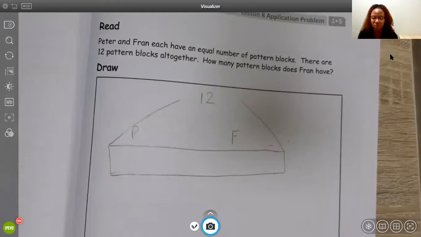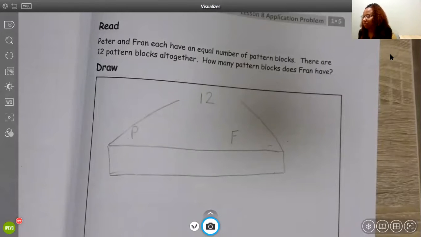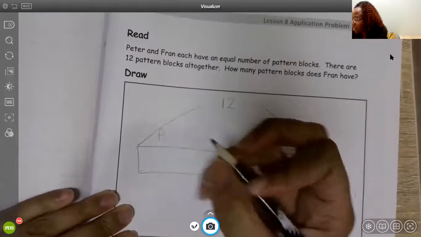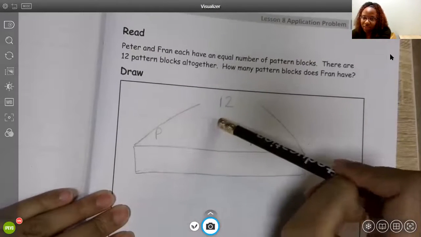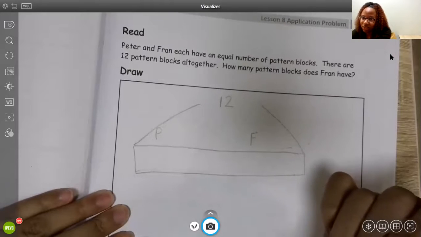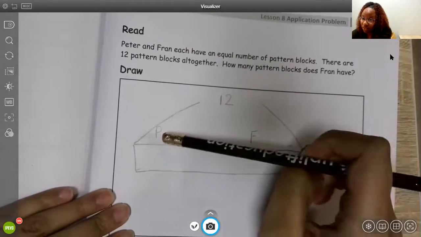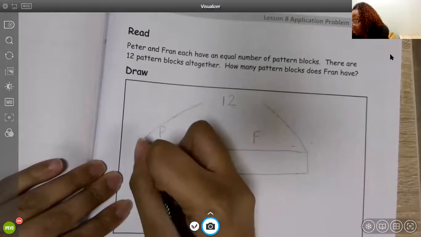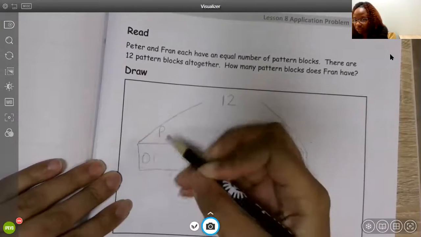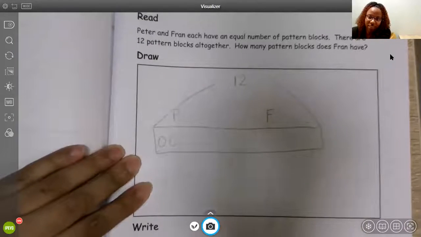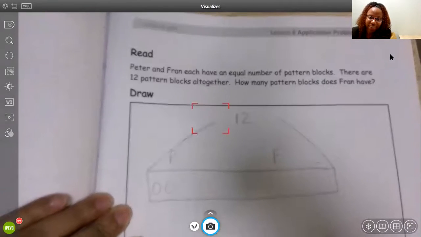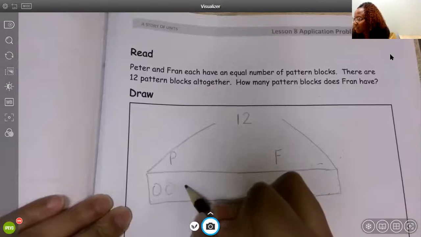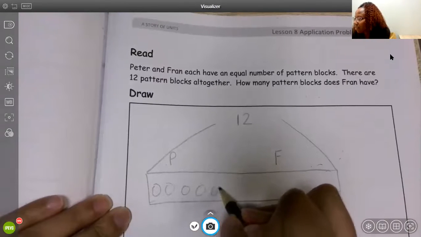Now they have an equal number. I know my double stack. So if I have my double stack, that means I have to have the same number that equals 12. And I know that 6 plus 6 equals 12. So let me double check my drawing. So what if Peter has 6? 1, 2, 1, that's 2, 3, 4, 5, 6.